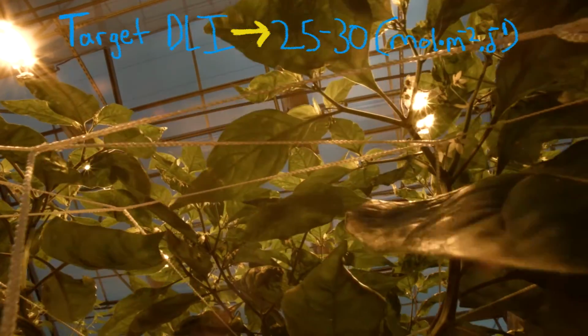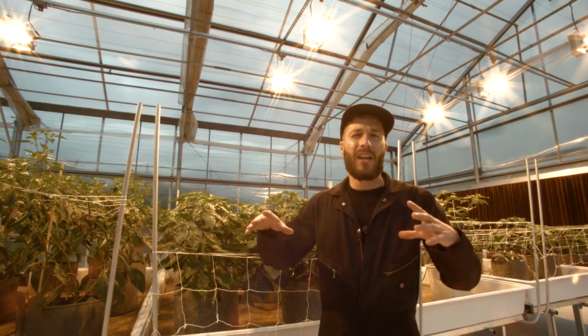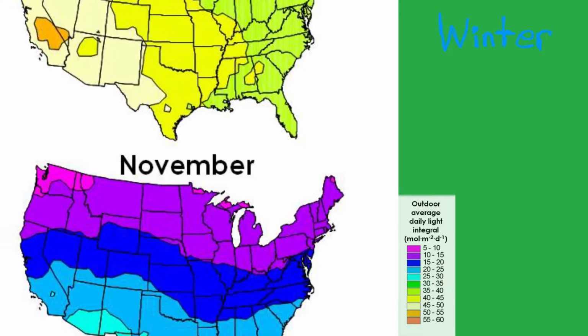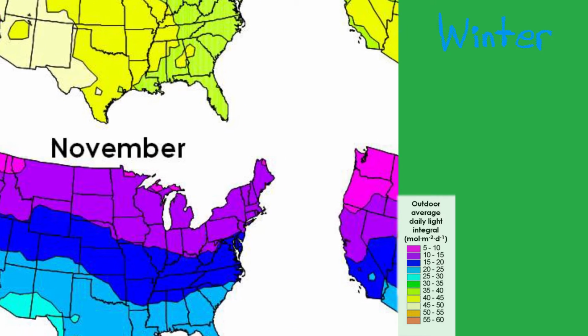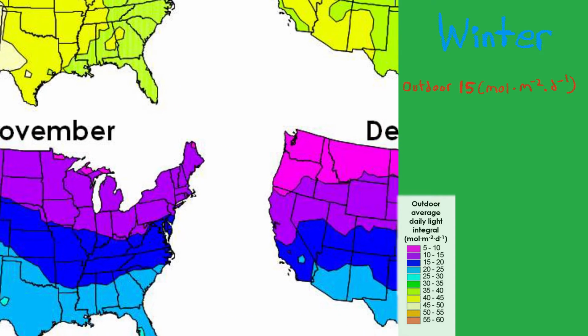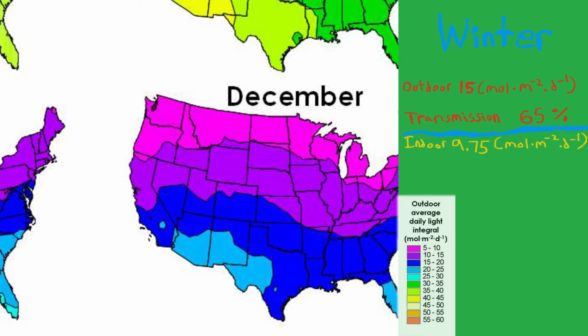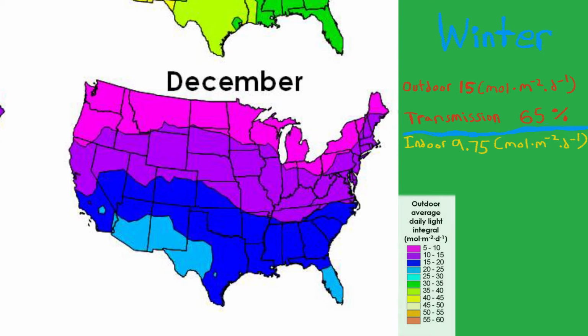Some people even push it higher, but that's the range that I like to keep them in, if possible. Now, in the winter, Dallas only receives about 15 to 20 moles outside. Inside, that means we could be less than 10 moles a day, which makes some sad pepper plants.